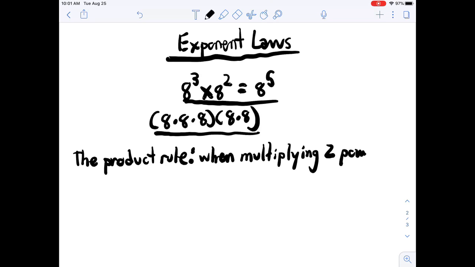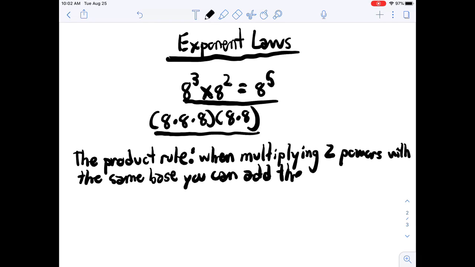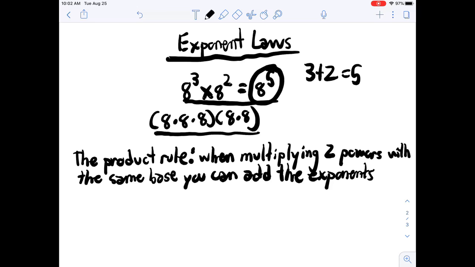two powers with the same base, you can add the exponents. So if we look up here, 3 plus 2 equals 5, because right here we're multiplying 8 to the power of 3 times 8 to the power of 2. They have the same base, so we can add their exponents. So 3 plus 2 is 5, and so this is what we get.